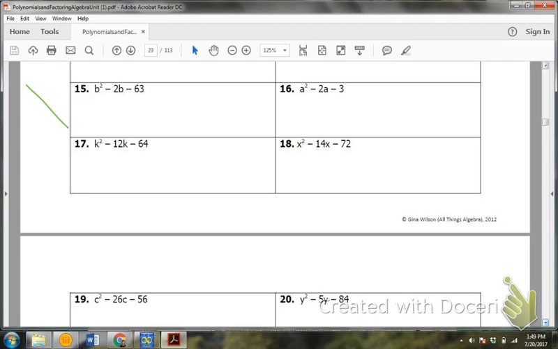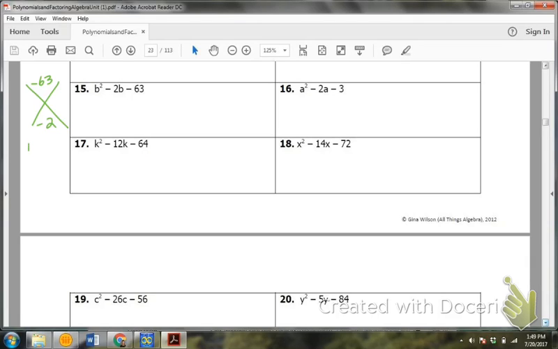What two numbers multiply to get negative 63 and add to get negative 2? So think about what Miss Carolyn just said. If the middle number was positive, then the bigger of the factors has to be positive. So if this middle term is negative, then the bigger of the factors needs to be what? Negative. Okay? So what makes 63?